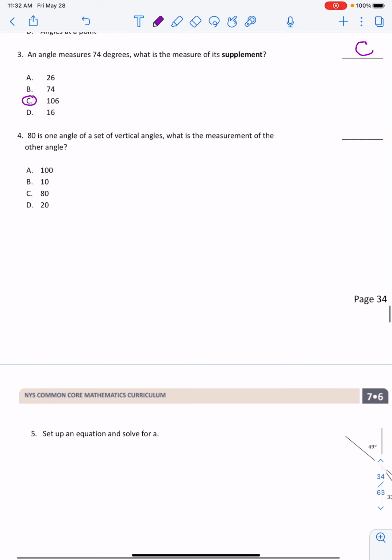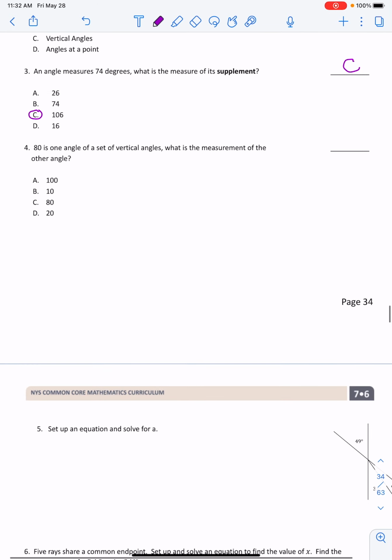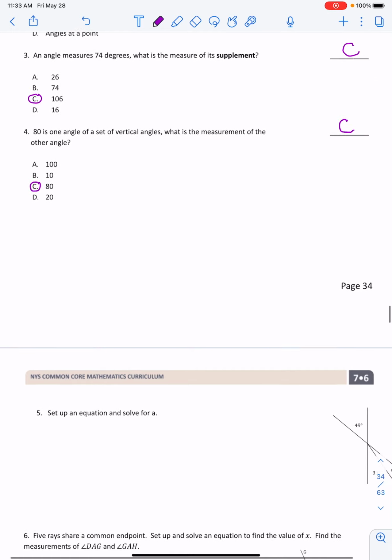80 is one angle of a set of vertical angles. What is the measurement of the other angle? That would be C, 80, because they are vertical angles.